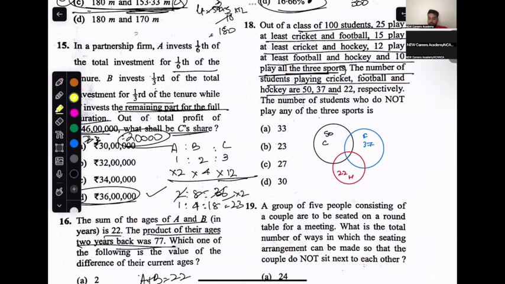Ten are playing all three, that's already given. This is my 10 students playing all three.